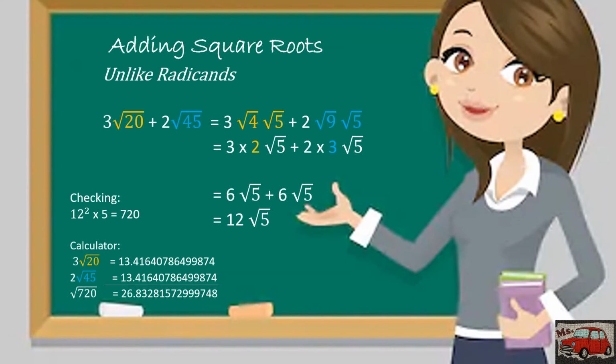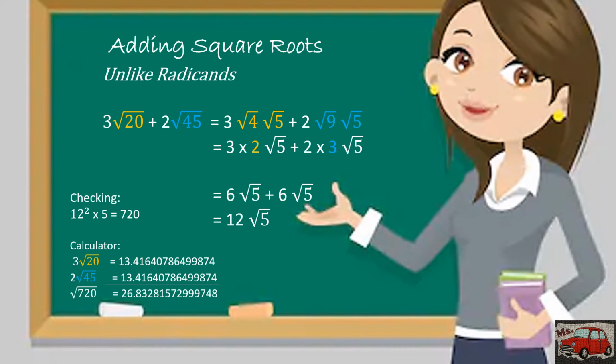Alright. So what if our radicands are different? In this example, I have 3 square root of 20 plus 2 square root of 45. What we need to do is break down our radicands and look for factors that have a perfect square. In the case of 20, its factors are 4 and 5, and we know that 4 is a perfect square. As for 45, its factors are 9 and 5, and 9 is the perfect square. Okay? Once we break it down, let's do the process.